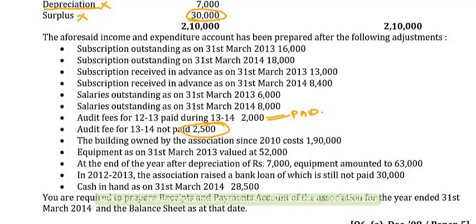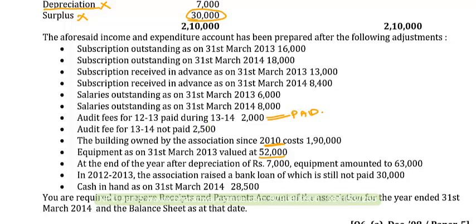And current year audit fees is not paid. Current year audit fees is outstanding. That will not come on the payment side. Only what is paid will come. Then, building owned by the association since 2010. This will not come in the receipts and payments account. It will come in the balance sheet because it is not purchased in the current year.